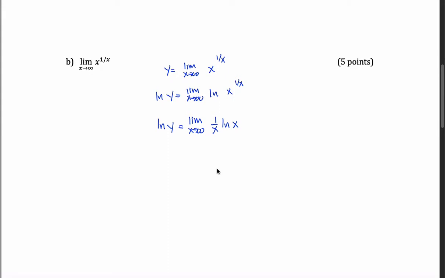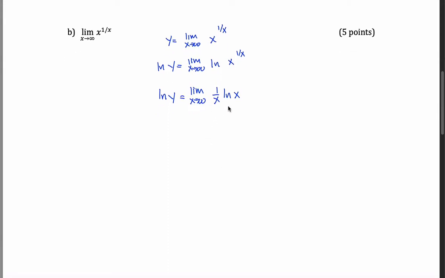And the nice thing about this line right here is it is kind of natural to turn it into a fraction. I got 1 over x times the natural log of x. I could rewrite that as the natural log of x over x. And all of a sudden I have something that looks perfectly suited for L'Hopital's rule, right? I got this nice fraction here.